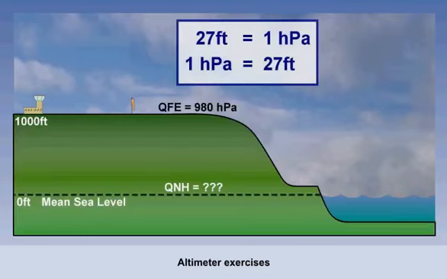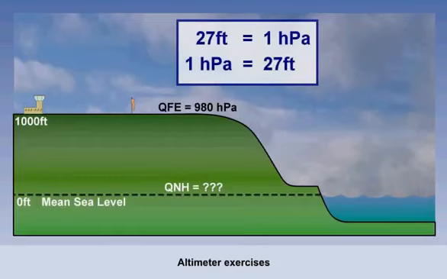Looking at the diagram, we can see an airfield 1,000 feet above mean sea level. If the QFE was 980 hectopascals, what might the QNH pressure be? What we have to do is increase the pressure from the airfield to mean sea level.